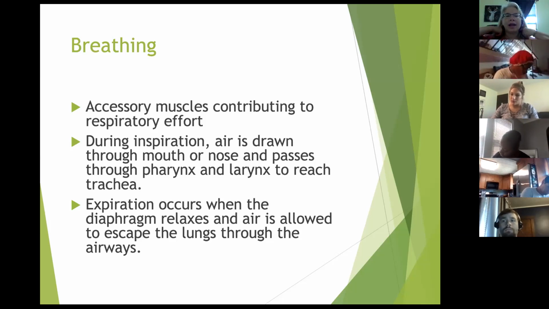what we call retractions, which is when you can see all of the muscles up here in the upper chest and in those intercostals get kind of sucked in as they're trying to breathe. Typically, the accessory muscles kind of work in the background. They contribute, but we typically don't really see them in action until our patient is distressed and really having trouble breathing, and then those accessory muscles kick in.